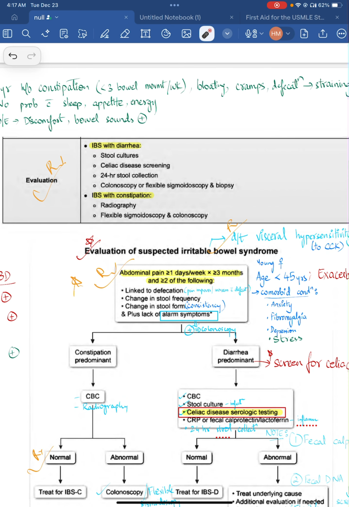So we can just see the evaluation of IBS with diarrhea is stool culture, celiac screening, 24-hour stool collection, and flexible sigmoidoscopy or colonoscopy and biopsy.